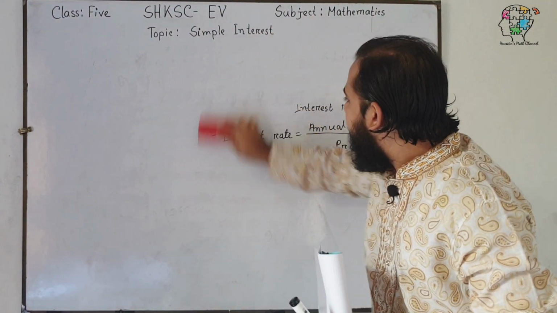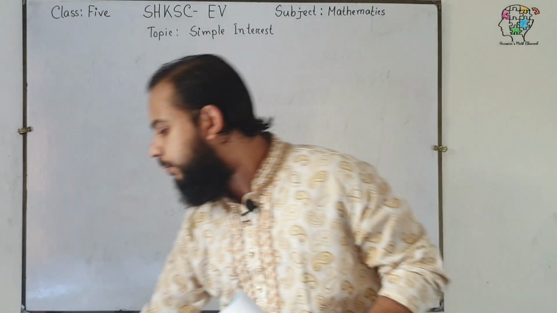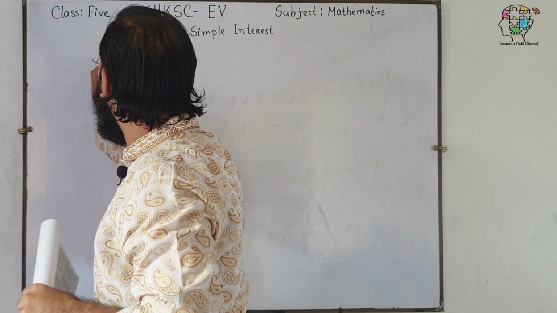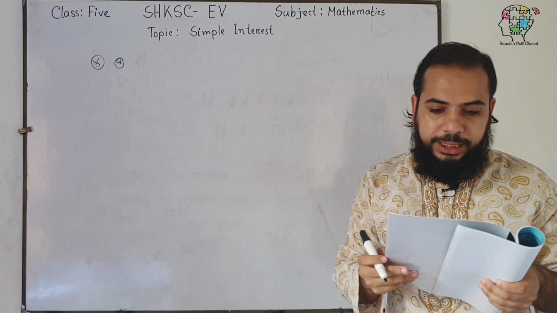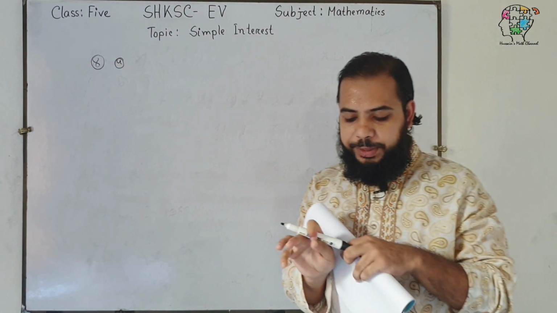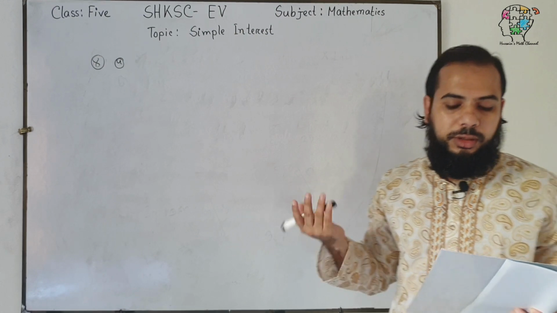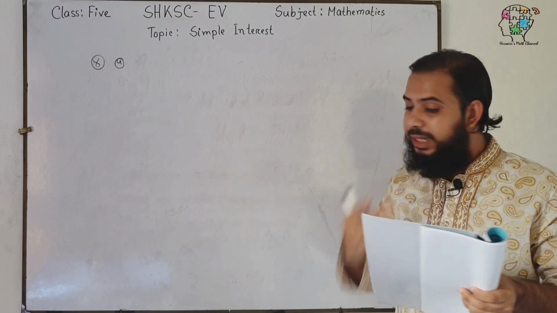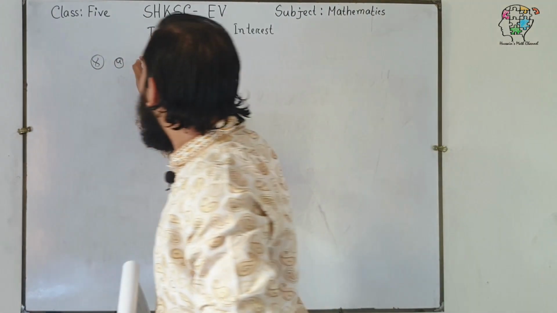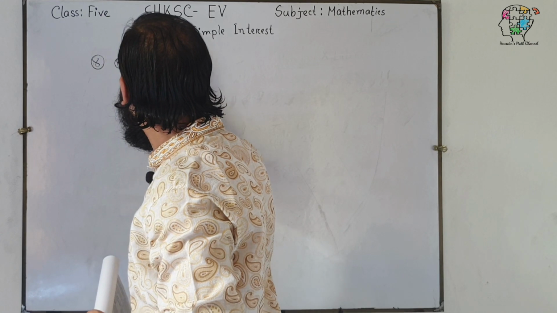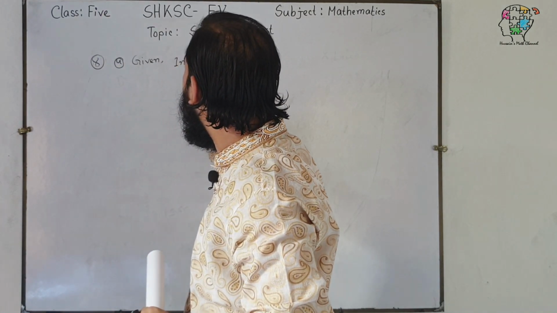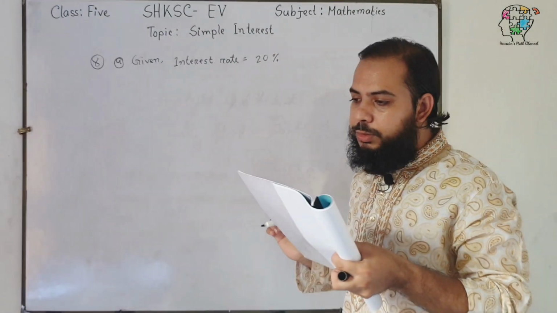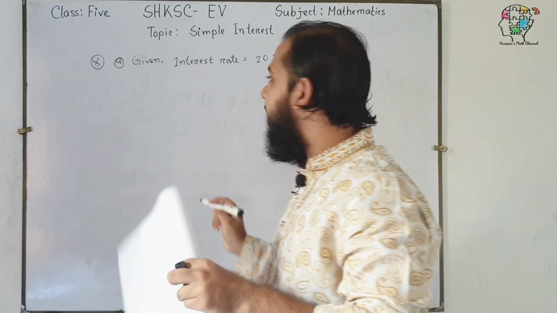So let's start. At first we do question number 8a, and first we read the question. Some money was borrowed. We don't know how much money, that means the principal amount is not known. Some money was borrowed from a bank with an annual interest rate of 20%. That means we are given the interest rate, so we can write given: interest rate is equal to 20%.